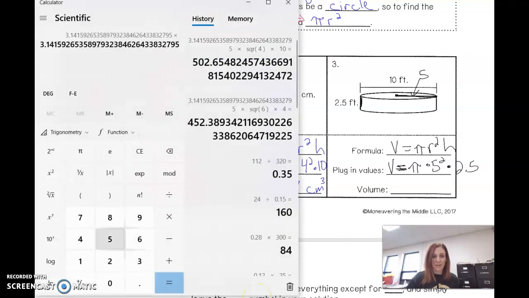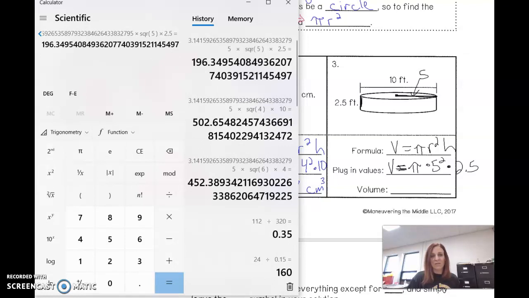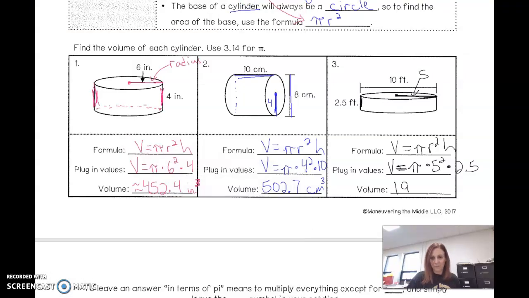So pi times 5 squared times 2.5 is 196 point, I'll say 35 in this case, just so you can see we don't always have to round to the tenth. So 196.35. Again, this is in feet, and because it's volume, we need approximately 196.35 one-foot by one-foot cubes to fill this cylinder. So our formula is the same one we were working on before. Because our base is always a circle, the area of the base is pi r squared, and then we just multiply that by the distance between the bases.